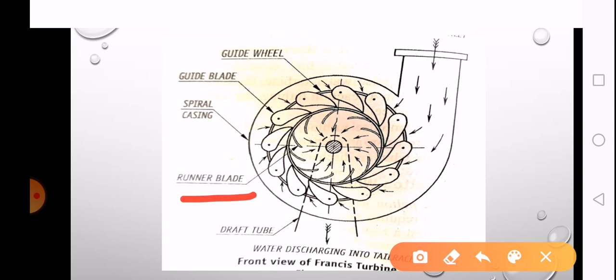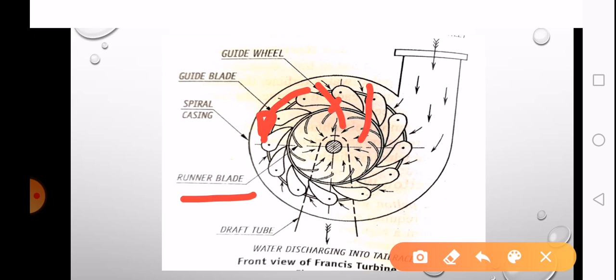Now, the purpose of this guide wheel and guide blades which are mounted together is that they are mainly used to regulate the amount of water flowing over the runner blades. So, for example, in the current position, maximum amount of water will be flowing through the runner blades. Suppose I turn the guide wheel by a very small amount in this direction, then it will so happen that these guide blades will slightly get lifted, and the gap between two guide blades is reduced, which will reduce the amount of water flowing into the runner blade.